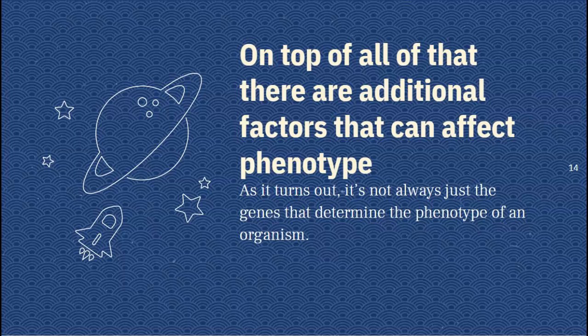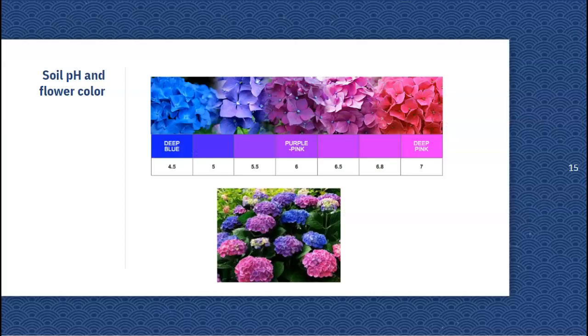So on top of all of that, there are other things other than your genes that can affect your phenotype. We just think, oh, you can be homozygous dominant or homozygous recessive, and if you're homozygous recessive, then you're blue-eyed. But in some traits, in some organisms, it's not quite that simple. These flowers are called hydrangeas, and as it turns out, the genotype of the flower doesn't matter at all for the flower color. What matters is the pH of the soil, how acidic or basic or neutral the soil is.